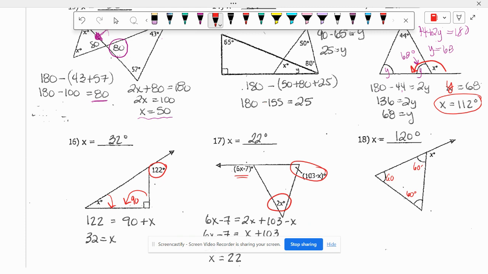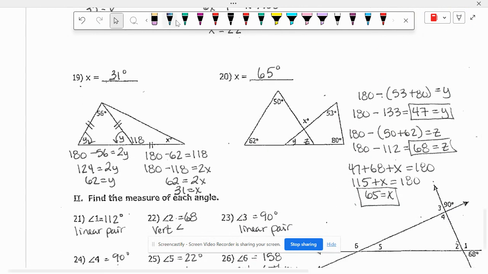So if all of these are 60 degrees, you can think of this as one of two ways. A, this makes a linear pair. 180 minus 60 is 120. Or you can think of it as this is the exterior angle, and the exterior angle equals the sum of the two remote interior angles. So X equals 2 times 60, X equals 120. That's another way to think about that.